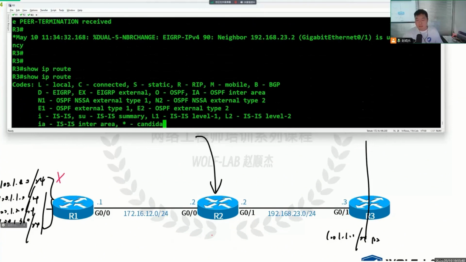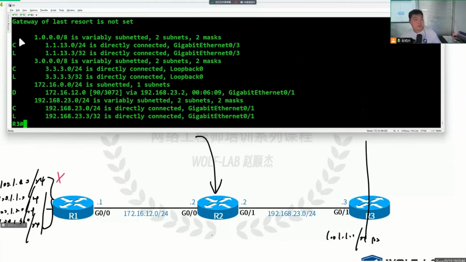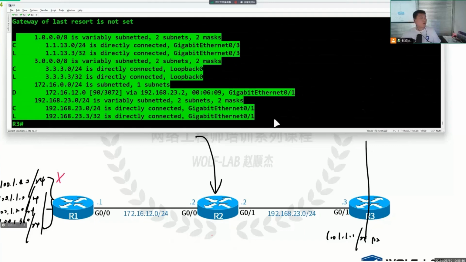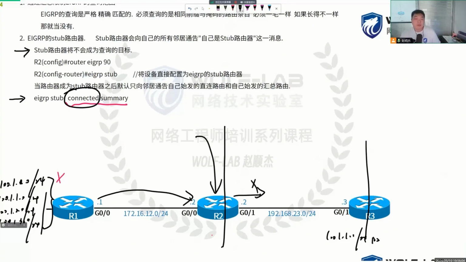And as a stub router, we will not become a target of queries. I will only announce my own directly connected network routes to neighbors. The routing entries I learn, I will not send out. I will only announce my own directly connected and my own summarized routes. I will not announce others. This is the second feature of our stub router. Under default conditions, we only announce directly connected and self-originated routes.